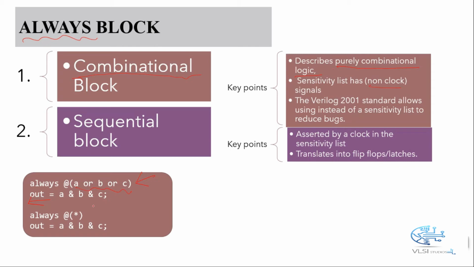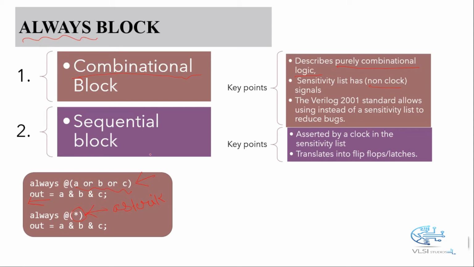But for big problems, we can generally miss a sensitivity list element, so we can use the reserved symbol asterisk. It will automatically take all our inputs into the sensitivity list, and the output changes depend on that sensitivity list. In our case it is A, B and C.